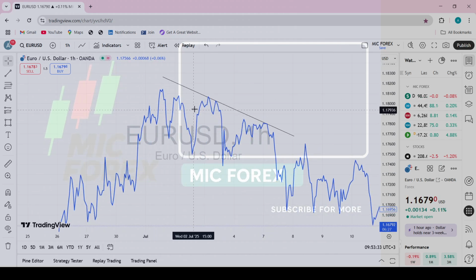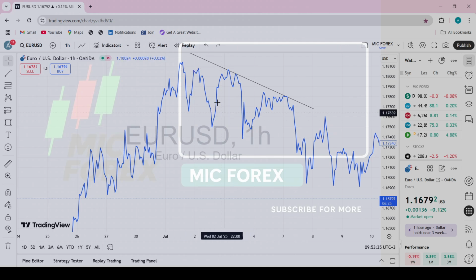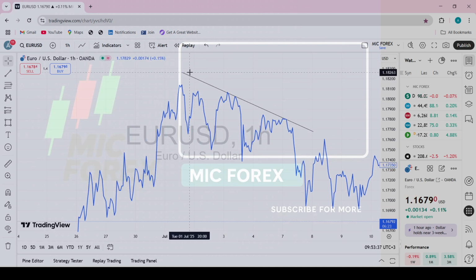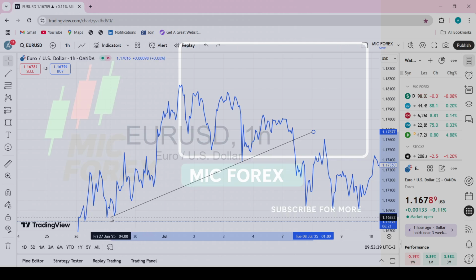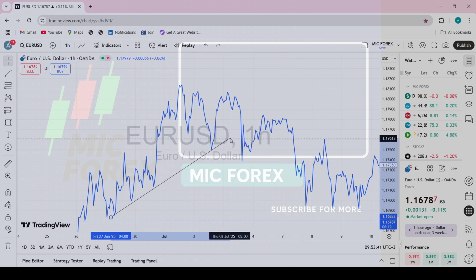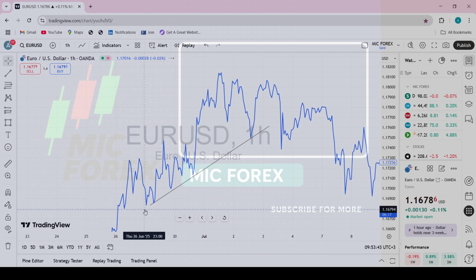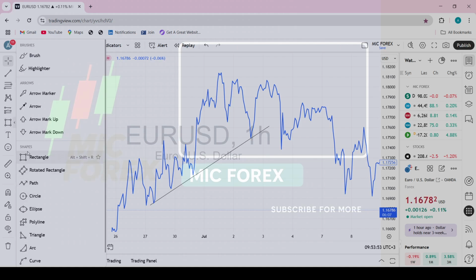Let me give you examples in bullish first, because we just did our analysis in the bullish, and then we can also go to bearish. You can see the price reaction here from this point, and finally this point. Let's try to manufacture an entry at this point.